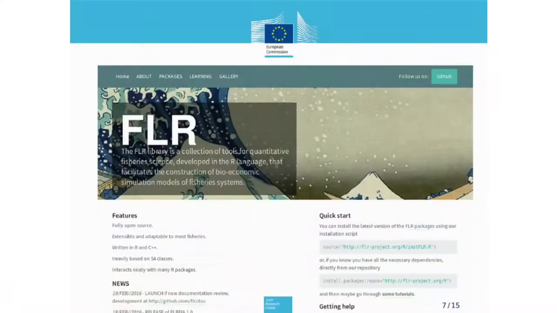So with that in mind, the FLR project was born, and it was born in about 2005, I think, using R 2.1, which seems a long time ago. And this was a collaborative effort from various research institutes around the world, particularly funded by European Union projects. And the idea was that it would build a library, a collection of tools for quantitative fisheries science developed in the R language, to facilitate the construction of bioeconomic simulation models of fisheries systems. Fine. And it does this fairly well.